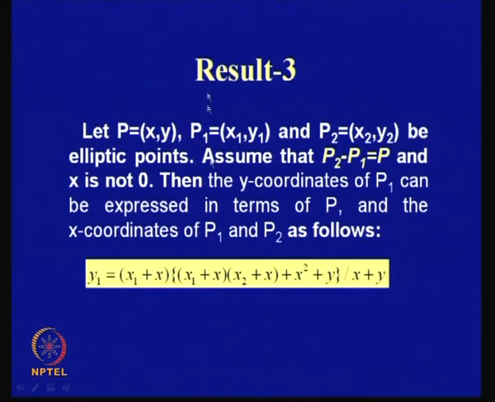So, for that this result is used, that is if p is equal to (x, y) and p 1 is (x 1, y 1) and p 2 is (x 2, y 2) be elliptic points, and assume that p 2 minus p 1 is again equal to p and x is not 0, then the y coordinate of p 1 can be expressed in terms of p and the x coordinates of p 1 and p 2 as follows. Okay. So, here you are actually writing this in a different way.